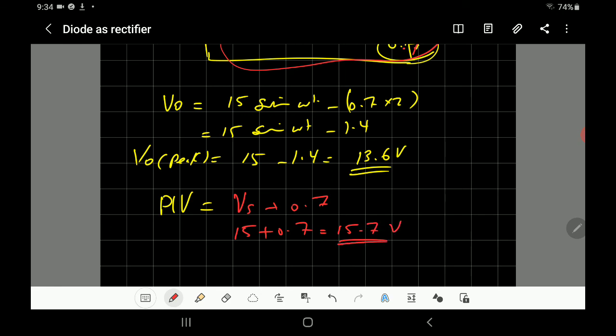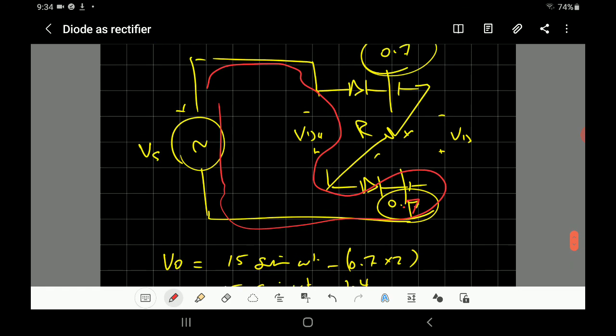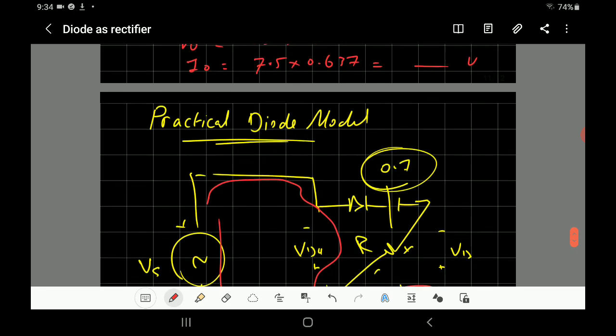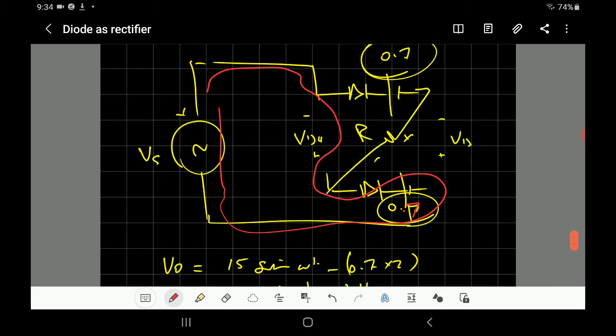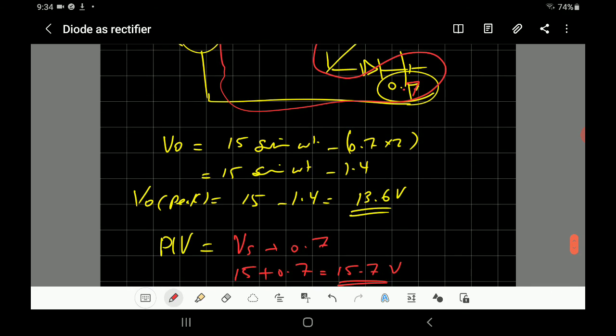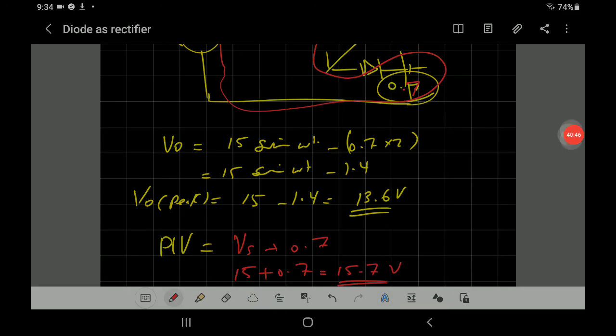That's the reverse. So we have to be careful about that when we are using the ideal model or the practical model. I hope that you understood it, and if you have any question, please send it to me and we will do it together. And thank you.